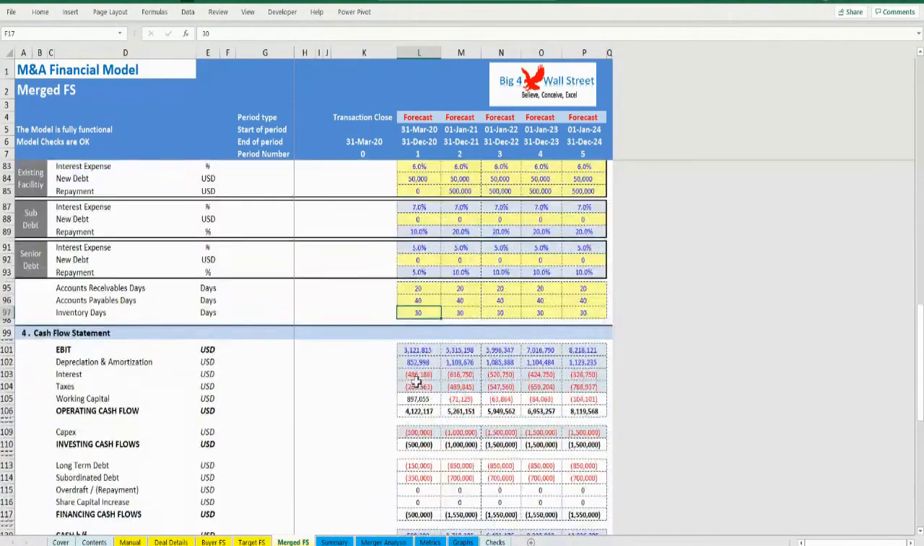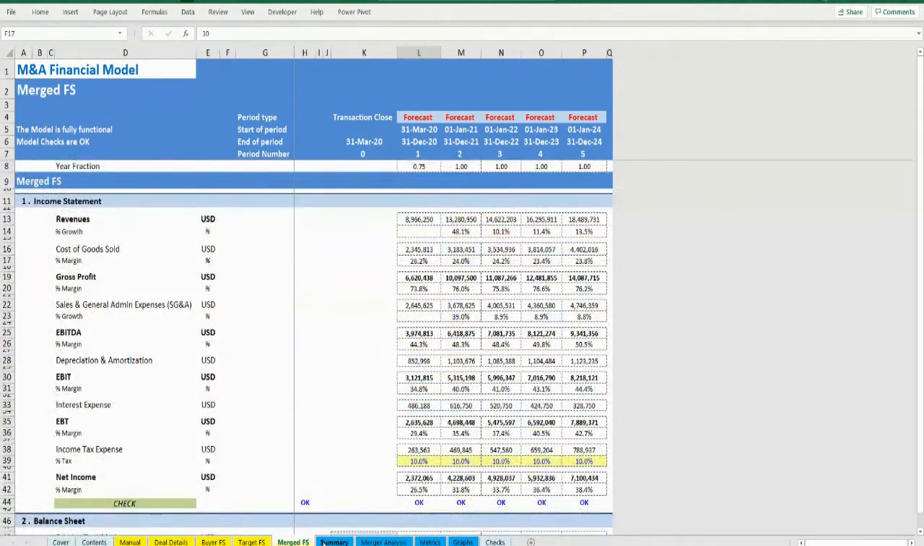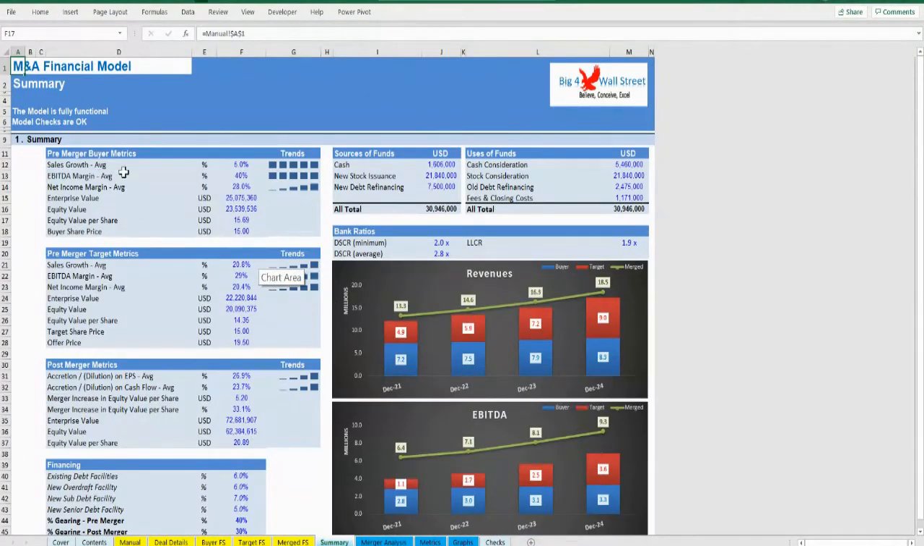The results are presented in the following tabs: Summary, Merger Analysis, Metrics, and Graphs. In the Summary tab, you will see the pre-merger buyer and target metrics, as well as the post-merger metrics. Additionally, you will see the financing assumptions, sources and uses of funds, as well as the revenues and EBITDA of the separate and combined company.